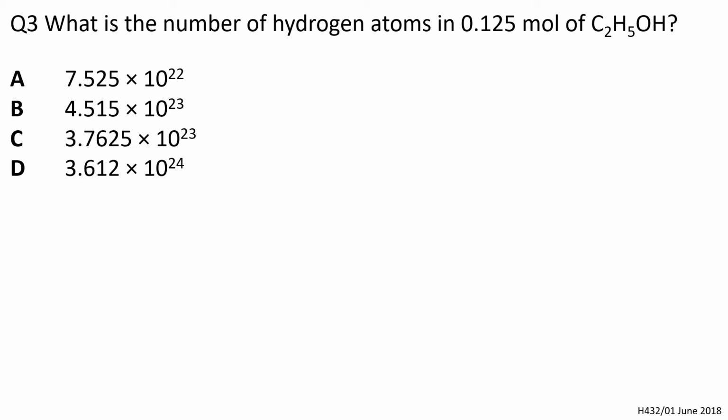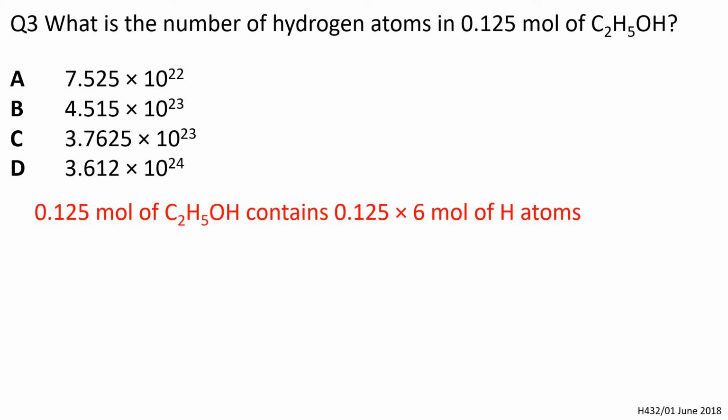Okay, so another number of particles question here, but this time we need to work out the number of hydrogen atoms in an amount of, that looks to me to be ethanol molecules, C2H5OH molecules. So the twist here is knowing that one molecule of ethanol contains, well, we'll see how we get on with the question, 6 moles of hydrogen per 1 mole of C2H5OH.